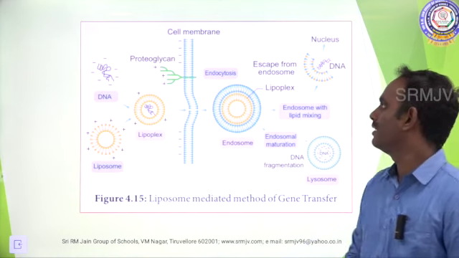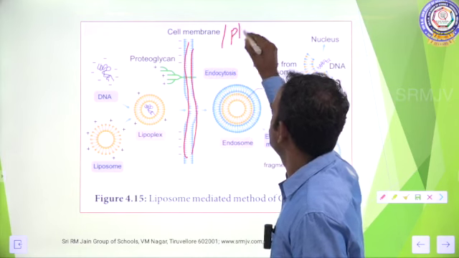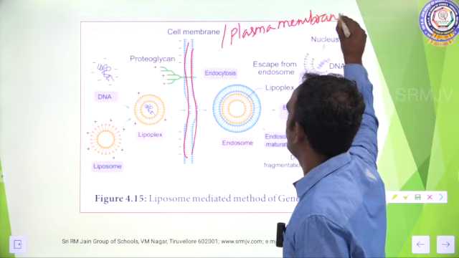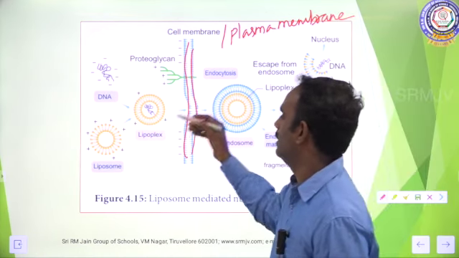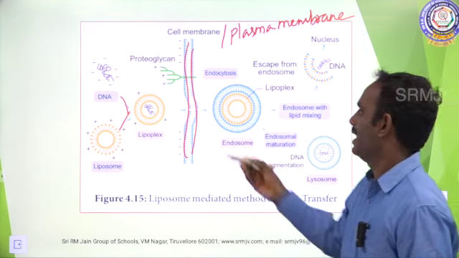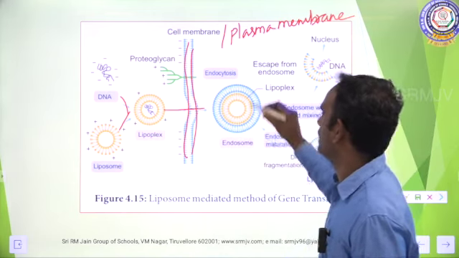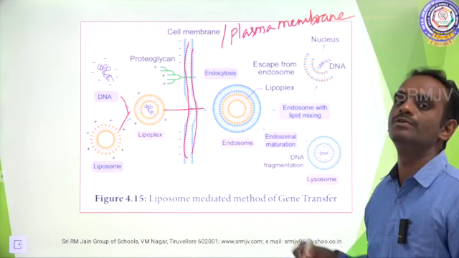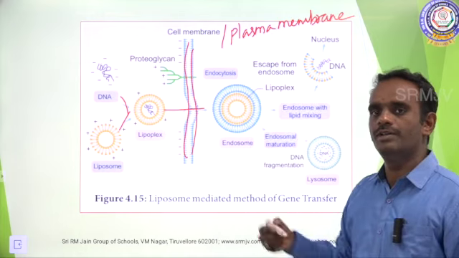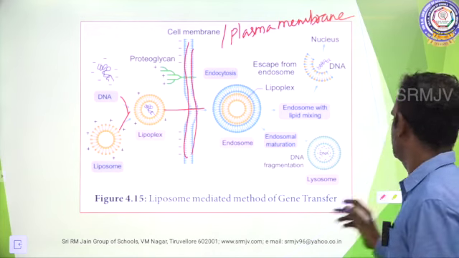See the picture here. This is a cell membrane or plasma membrane. Okay, and this is a liposome. We just connect this liposome with the DNA and introduce it into the plant cell, and it goes inside and it is deposited on the vacuoles. So with the help of liposome, we just transfer the gene. So it is said to be liposome mediated gene transfer. Clear, children?